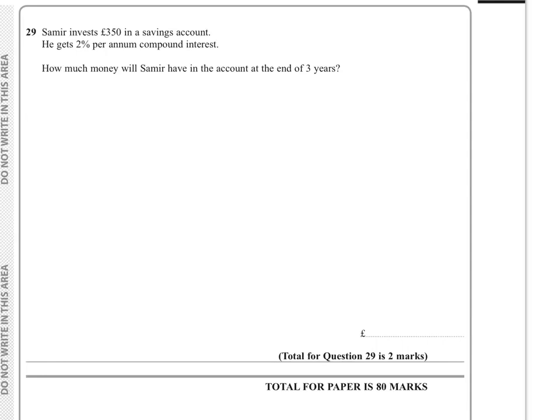Question 29. Samir invests £350 in a savings account. He gets 2% per annum, per year, compound interest. Now, what that means is that we have the £350, which is called the principal amount, and we want to apply 2% interest to it. So what we end up with at the end of the first year is not just the 2% of interest, but what is left in the account at the end.